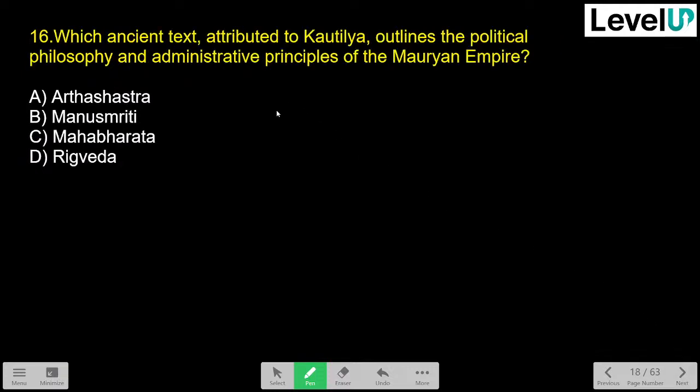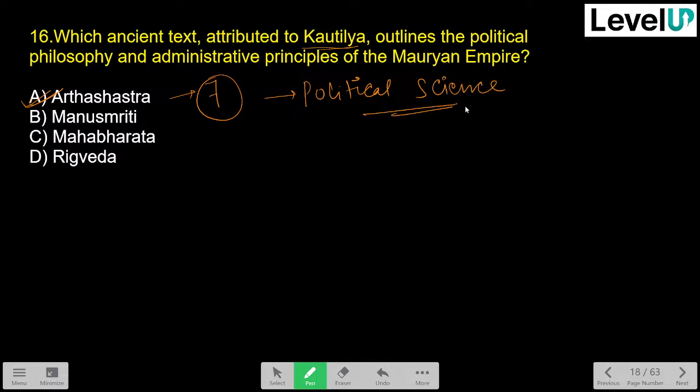Next question. Which ancient text attributed to Kautilya, meaning Vishnugupta, outlines the political philosophy and administrative principles of the Mauryan empire? Where has he written it? He has written all this in the Arthashastra. The Arthashastra has seven political stages, or you can say pillars, which he stated there. It is more of political science, like how a king should behave.